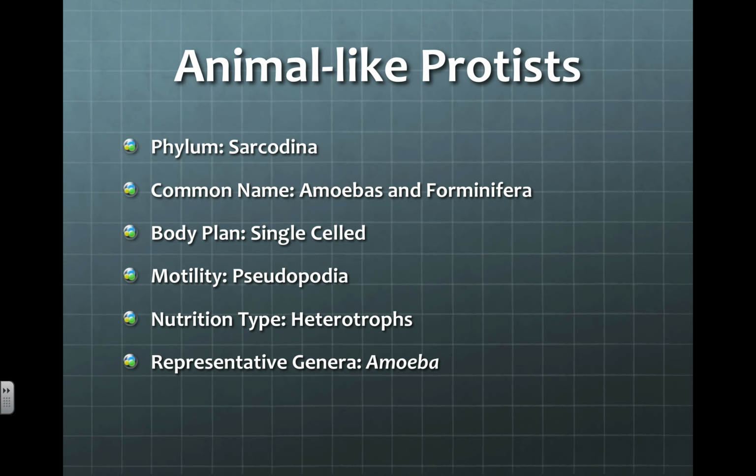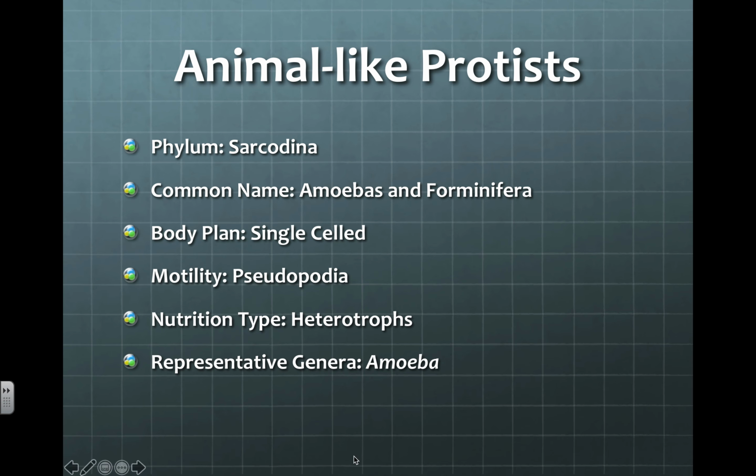And their nutrition, they're heterotrophs. They're not capable of making their own food through photosynthesis. They don't have chloroplasts, that kind of thing. So they need to feed off of other organisms, typically bacteria or smaller protists. And of course, some of them can be parasitic.